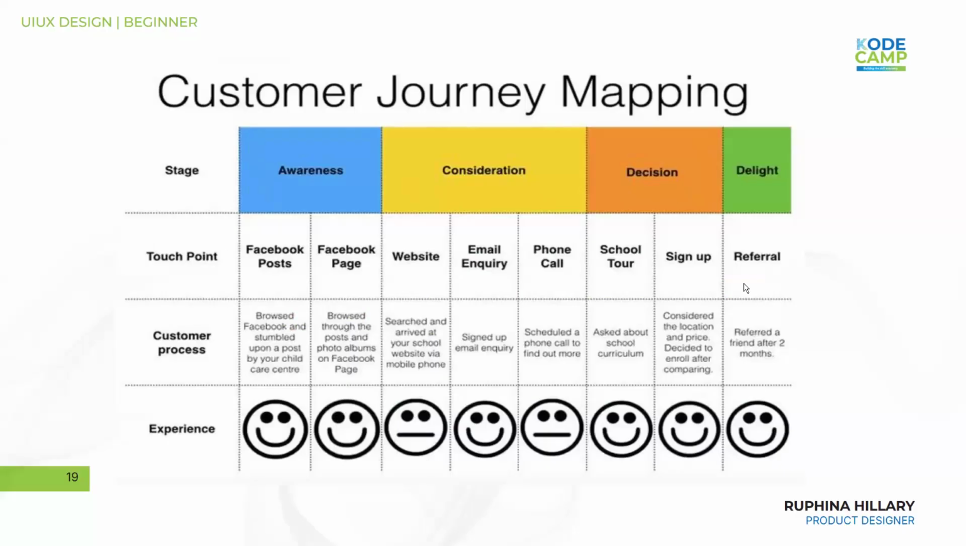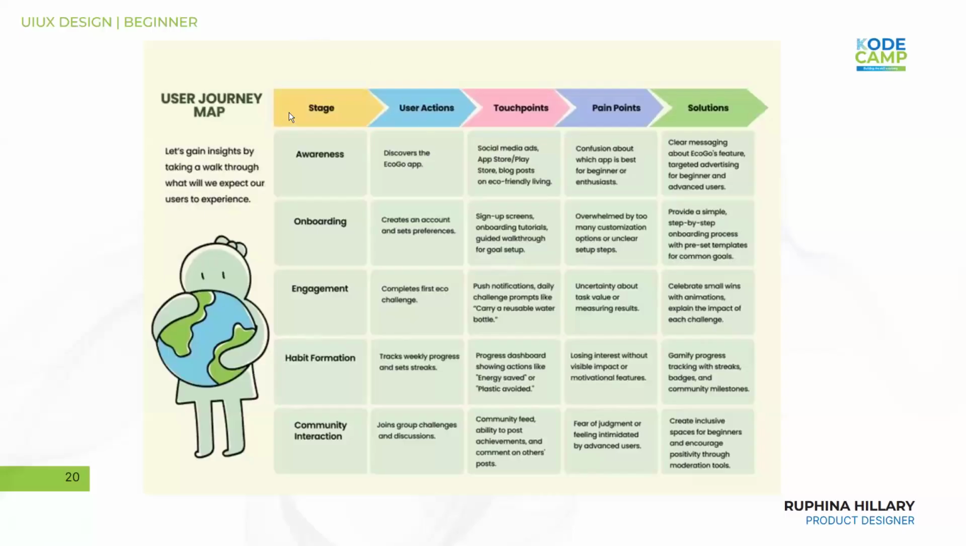So these are different touch points. This one is the customer process that identifies actions. What actions are they taking in these different stages at these different touch points? The experience could be their experience or it could be their emotions or their thoughts. So for this one they flipped it. The stages are the roles and the actions, touch points, pain points, and solutions are the columns. But it's still the same idea.